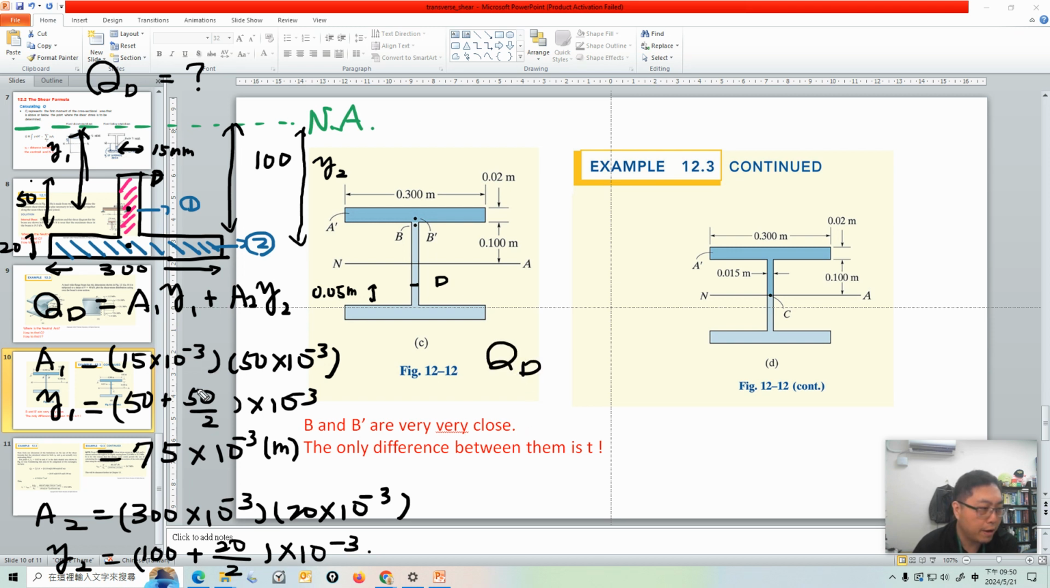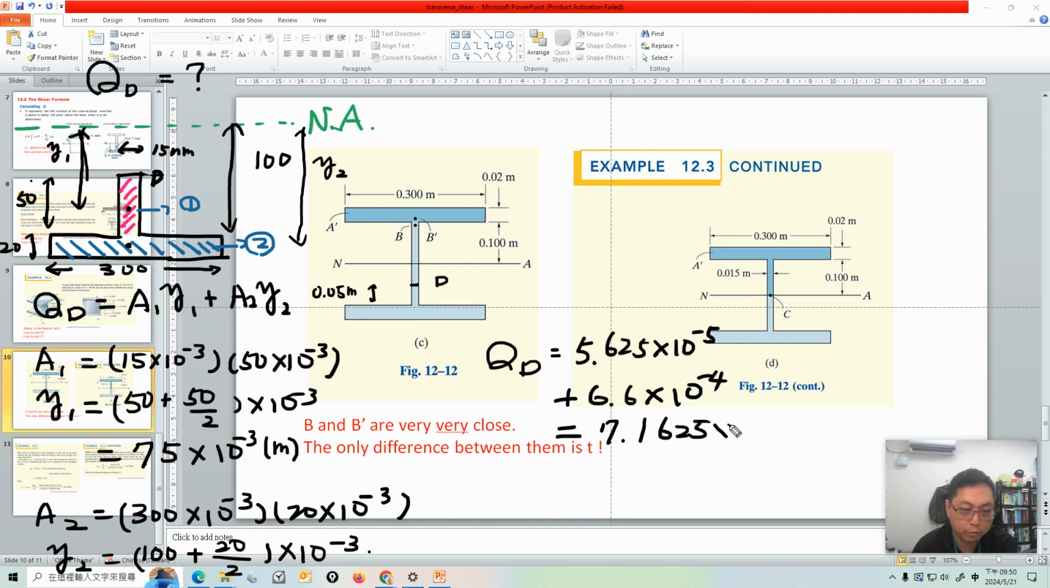So what's our QD? You have A1 Y1 and A2 Y2. A1 Y1 is 5.625 times 10 to the power minus 5, plus 60.6 times 10 to the power minus 4. So overall, your QD is 7.1625 times 10 to the power minus 4.